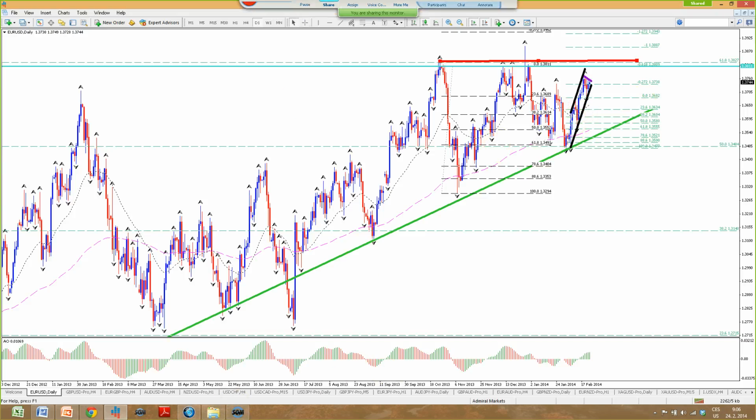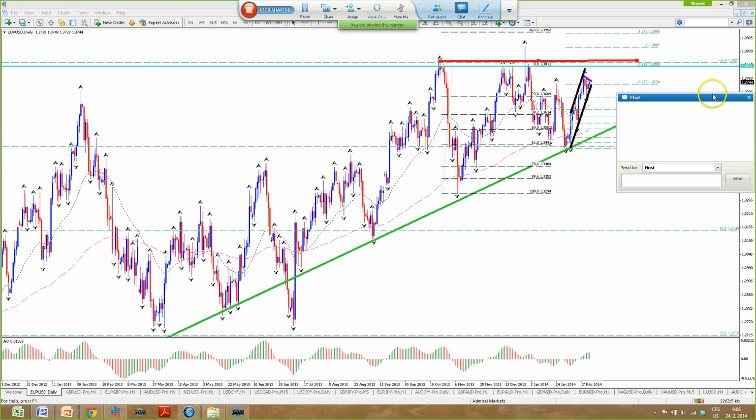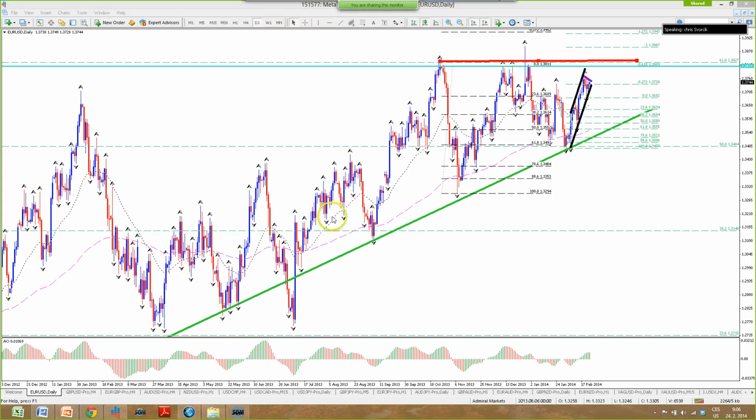So that shows all of the potential, I would say, on the euro dollar at the moment. These are the key lines that I'm keeping an eye on. Let's head over to the pound dollar.